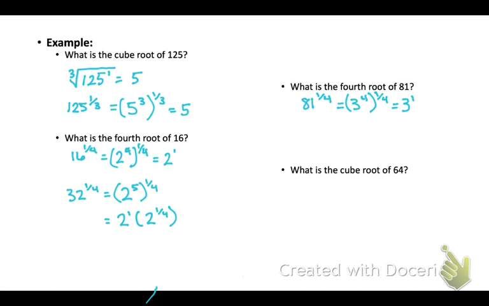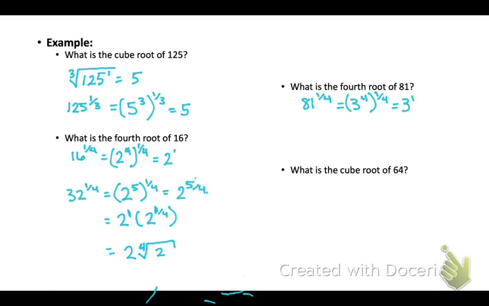Because when I multiply exponents, I add them, correct? So 1 plus 1/4, is that 5/4? Yes. Because this would be 2 to the 5/4. So 4 goes into 5 one time, so I get a 1. And how many were left over? 1. So if I were to write this back out, I would simplify it to 2 times the 4th root of 2. See how that works?